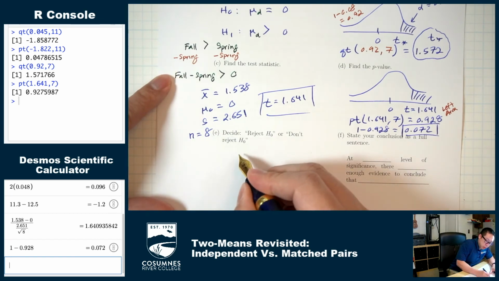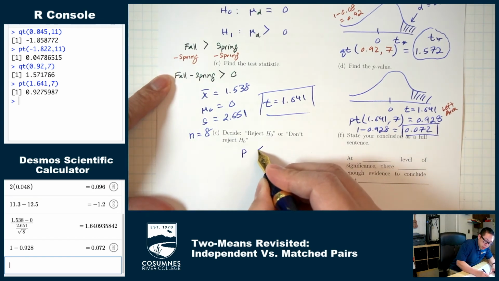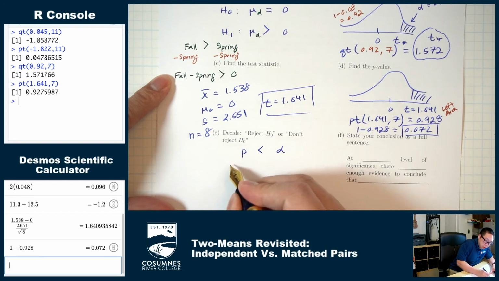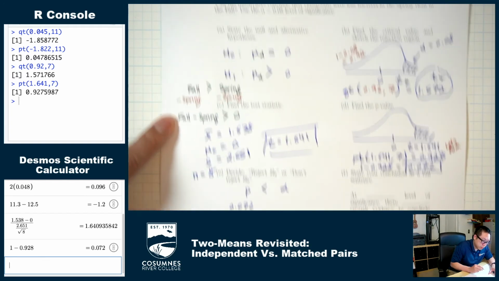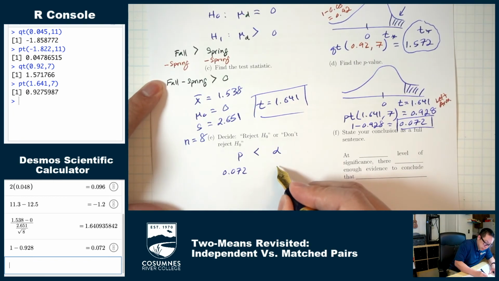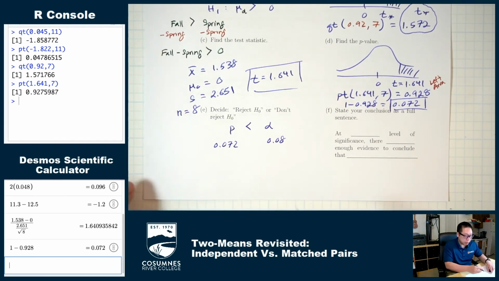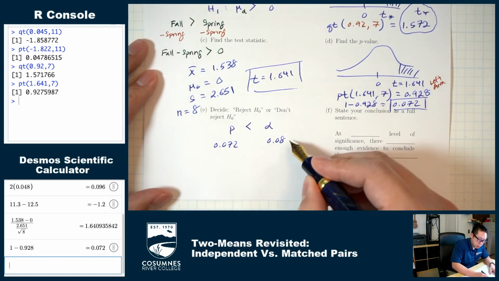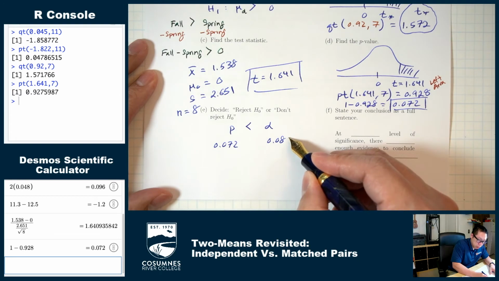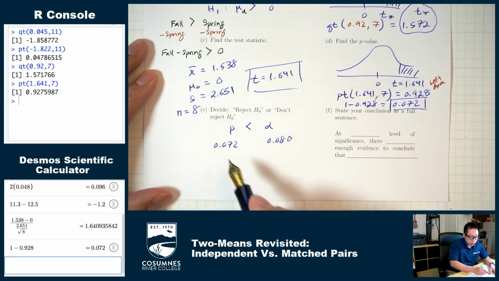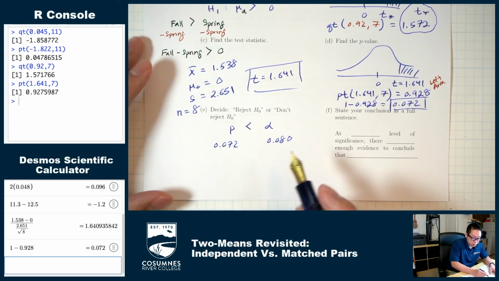Part E, reject or don't reject. We're going to take our p-value and check whether or not it's less than the alpha. P-value is 0.072. Alpha is 0.08. If you need to add zeros so that you match the number of decimal places, let me add a 0 here to make both of them 3 decimal places. This is really 72 versus 80. It is less, so if it's less, you should reject.